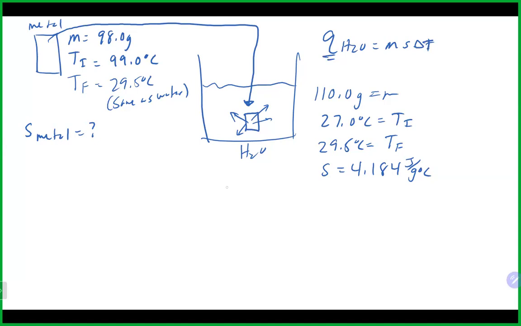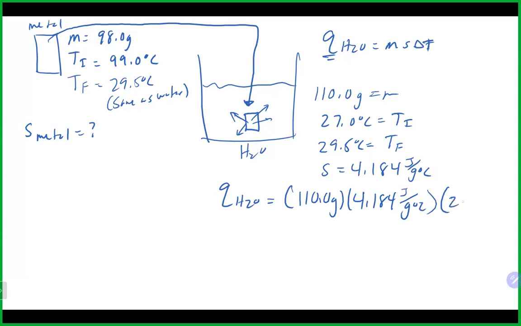So let's do that. If we do it for the water here to figure out how much energy it gained, the mass of the water here is 110 grams. The specific heat capacity of water, 4.184 joules per gram per degree Celsius. And our temperature change here, 29.5 minus 27 degrees Celsius. And here, 4.184 times 110. So this is going to get us something with my made-up numbers of 1150.6 joules, as the grams will cancel, degrees Celsius will cancel, and we're left with joules.